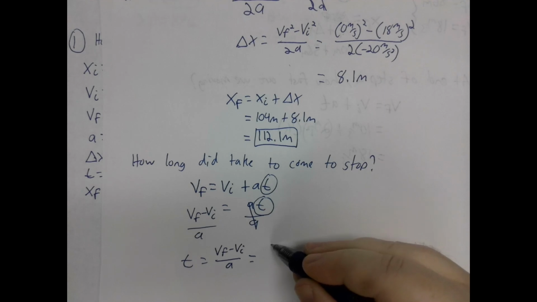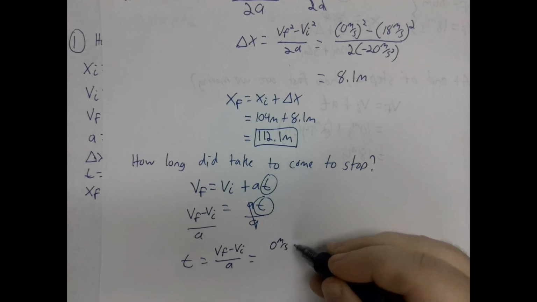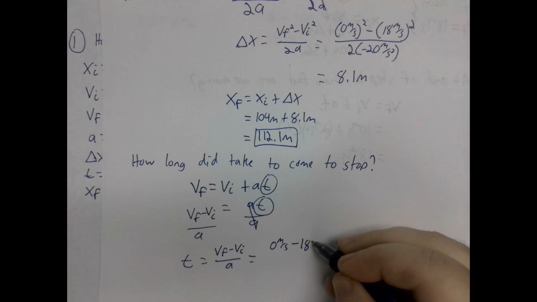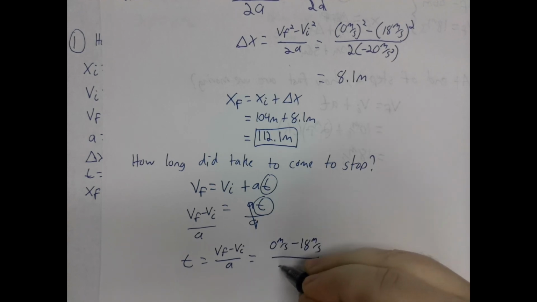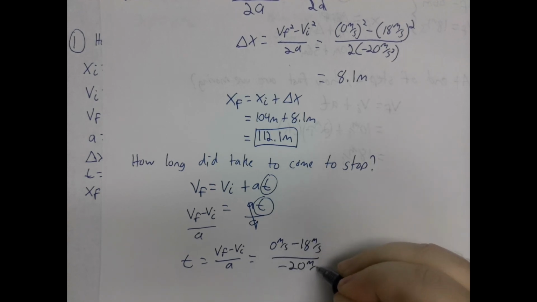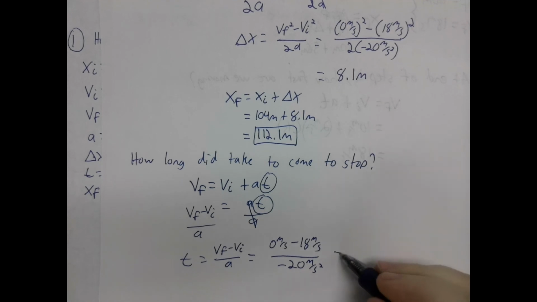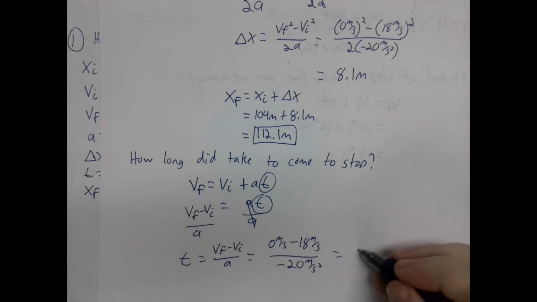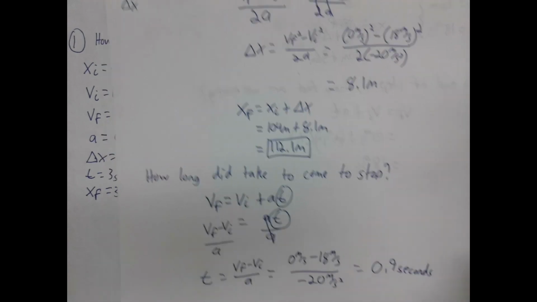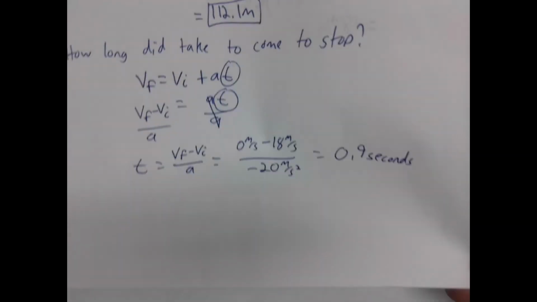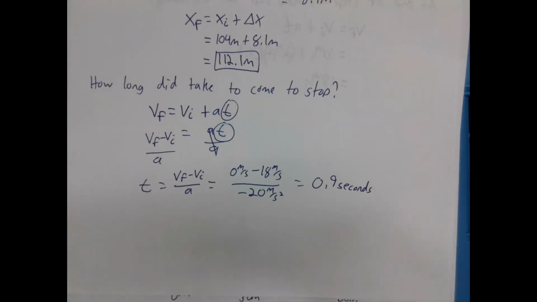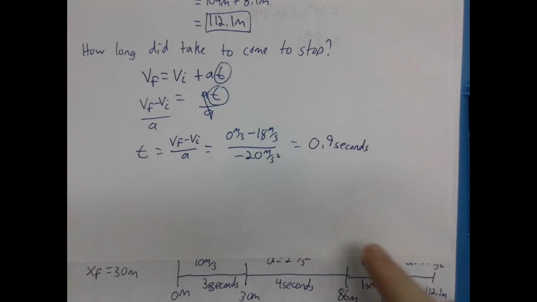Our final was 0 meters per second. Our initial was 18 meters per second. And we're accelerating at negative 20 meters per second squared. So it took us 0.9 seconds.